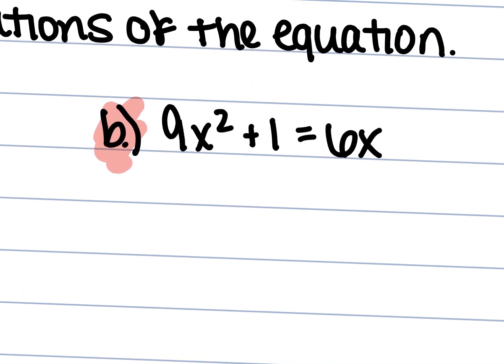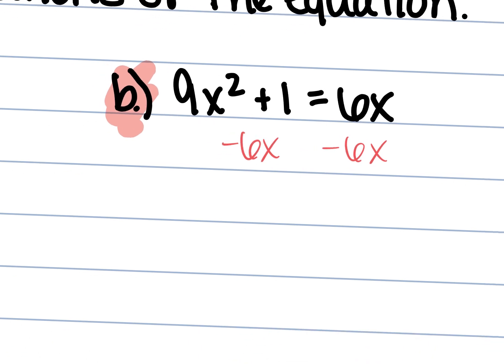Let's look at example B. We do the same thing? Yes, but this one's different. Why is this one different? It's not in standard form. Can we change it to be in standard form? How? Good, Chris. Subtract the 6x from both sides. What am I going to get when I subtract 6x from both sides?